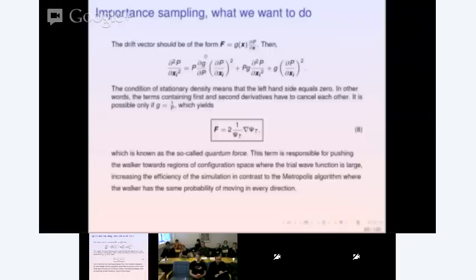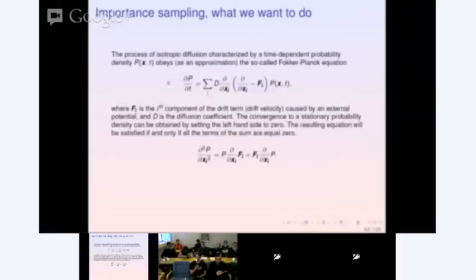If I plug that in, I get this differential equation. So the condition of stationary density means that the left-hand side, which we had in the previous equation, has to be equal to zero. So the only possibility for the terms containing the first and the second derivatives to cancel each other is that this function g is 1 divided by P, which is the probability distribution. If I have g equal to 1 over P, then these terms will become equal. And if I go back here, it means that the left-hand side here will be equal to 0.